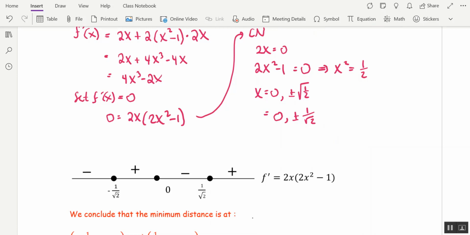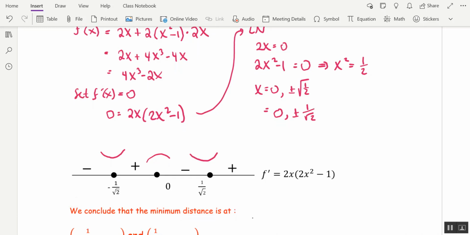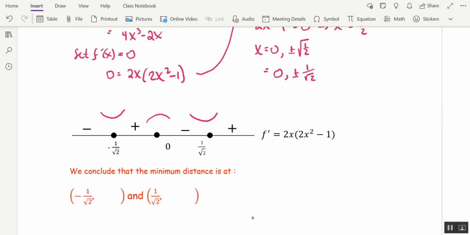And it looks like, if my number line is correct, I've got a local min here, a local max at 0, which we saw on the computer, and then another local min here at 1 over root 2. So our conclusion is that we've got 2 local mins. One at negative 1 over root 2, one at positive 1 over root 2.